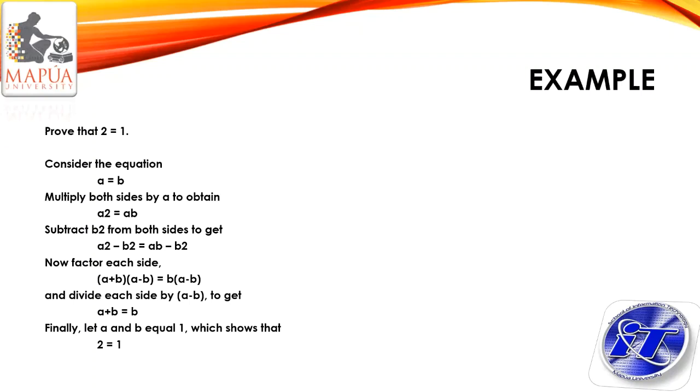Okay, so based on that, the second to the last step will be invalid because a minus b equals 0. So therefore, this proof is a fallacy.